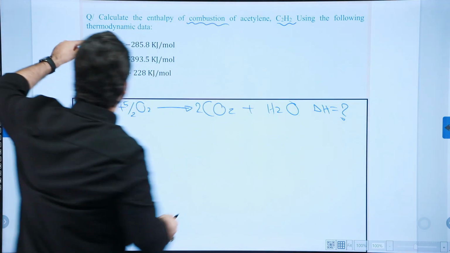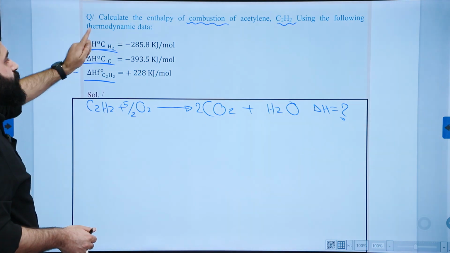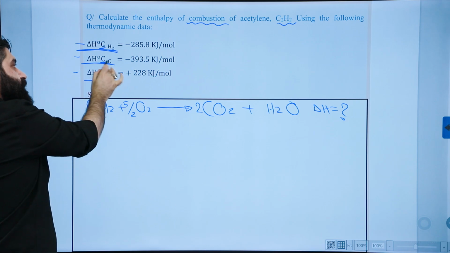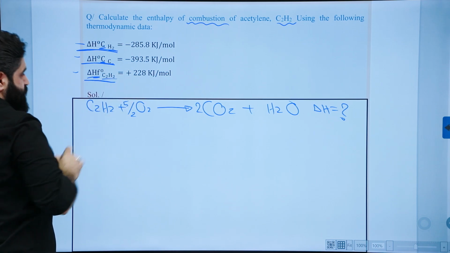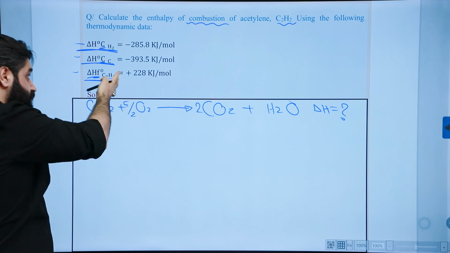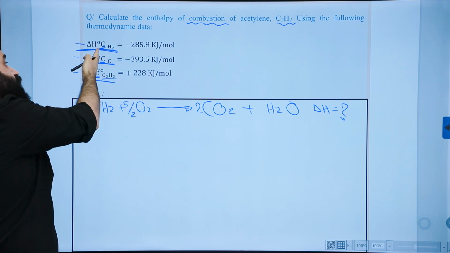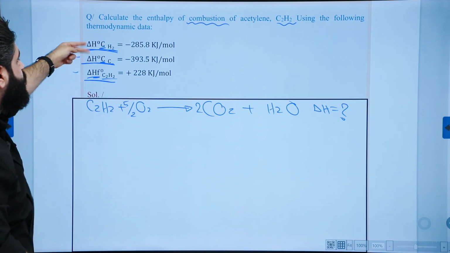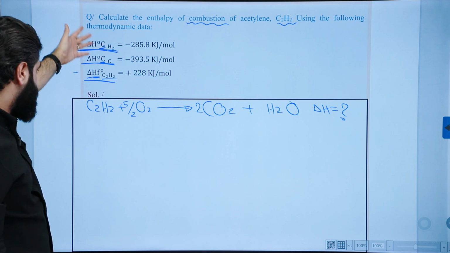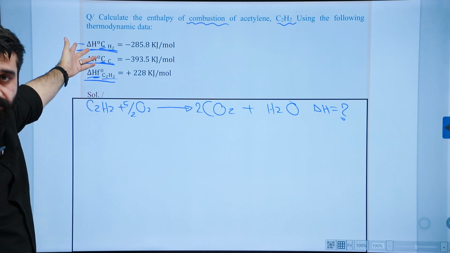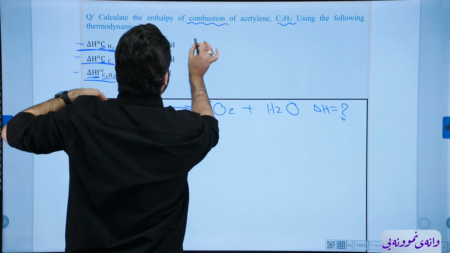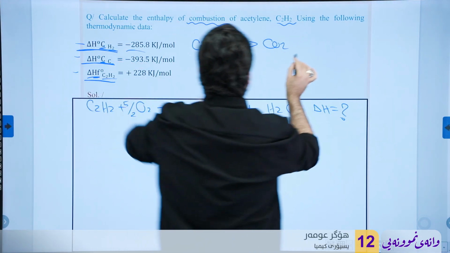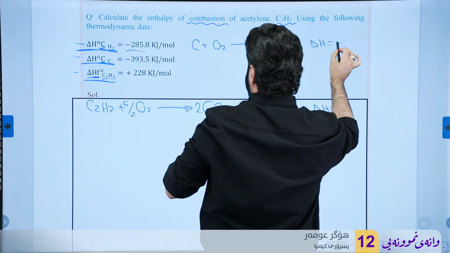Okay? So you have to write the reaction for all of them because we have more than a single delta HC. So you should write combustion reaction for this, combustion reaction for this, formation reaction for this. It obligates you to write the reaction for the third one even. Once you write the reaction for the first two data, then you have to write the reaction for the third one.